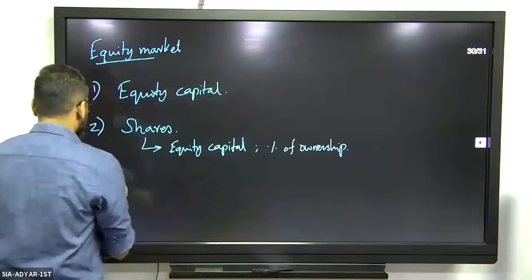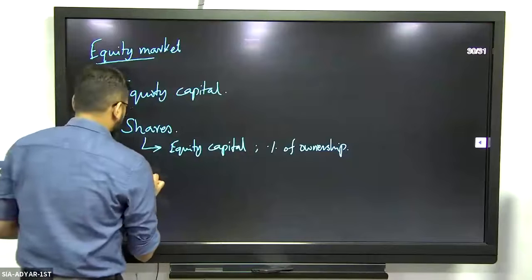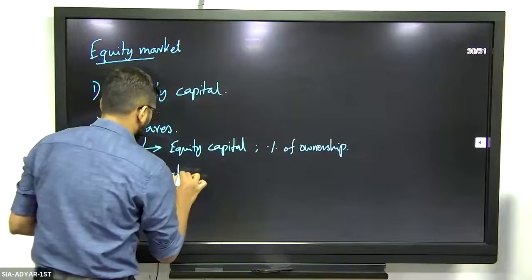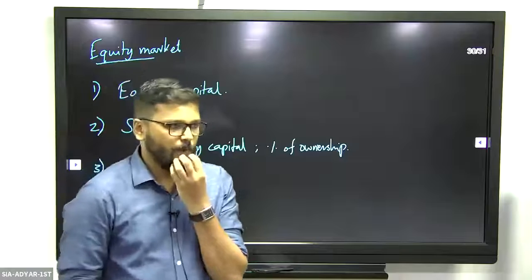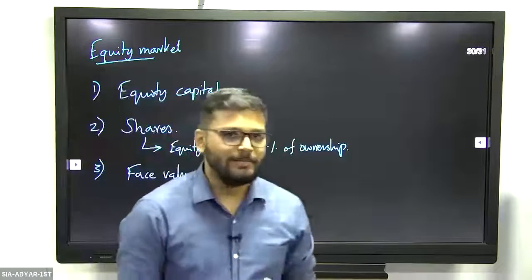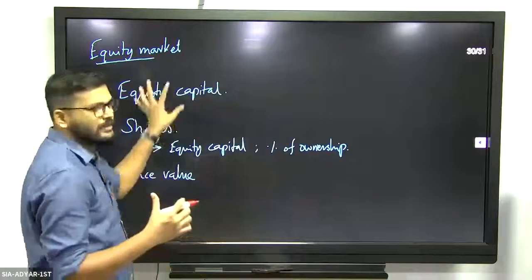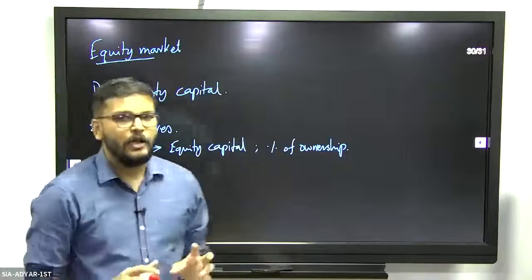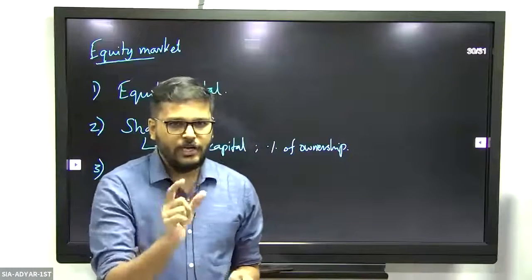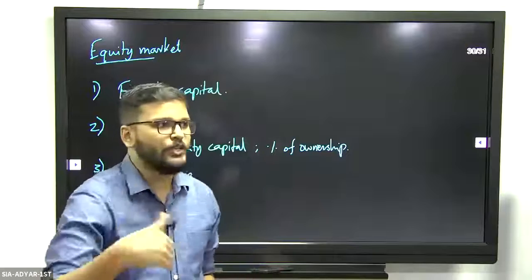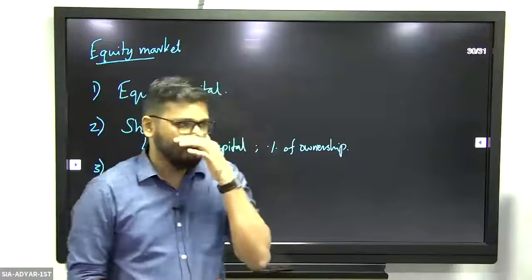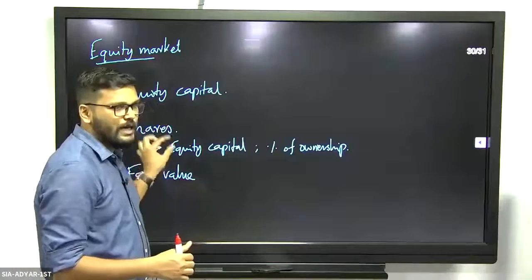Every share has a face value, which means the price at which you are buying, which is mostly the same as equity capital. But the difference here is that one share has a face value. Equity capital could be the total money generated through the issue of 10 shares or 15 shares or 100 shares. But face value is of that particular share.